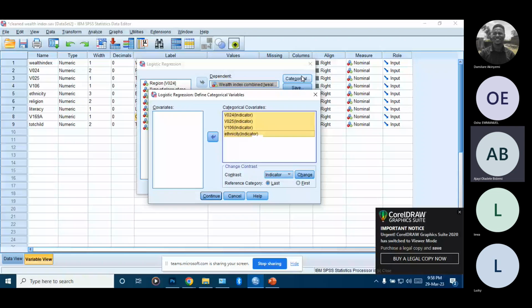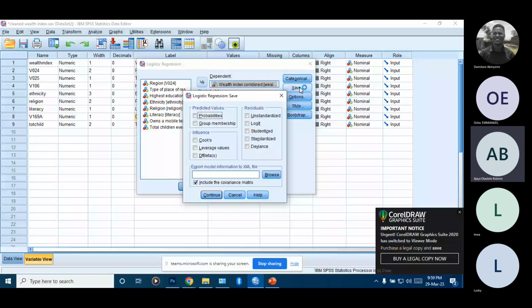By default, what we have as our reference category is the last category in the variables, and that is why it is showing here as last. For me tonight, I want us to use the first category. I choose first. After choosing first, I'll click on change. And everything should now be the first category for every variable here. Now, let's continue.